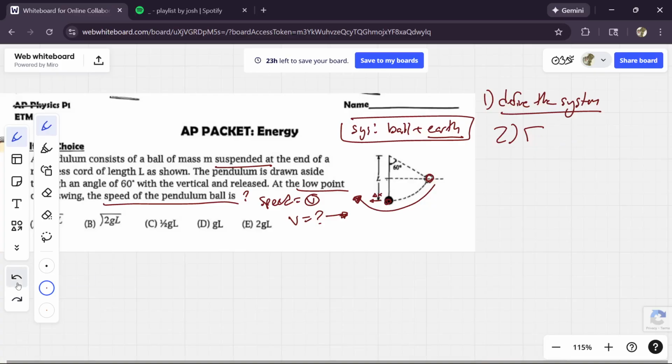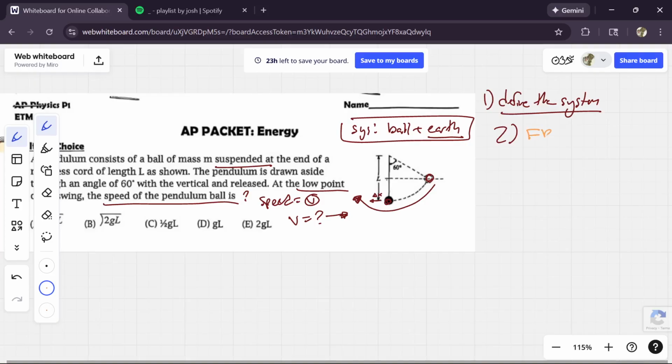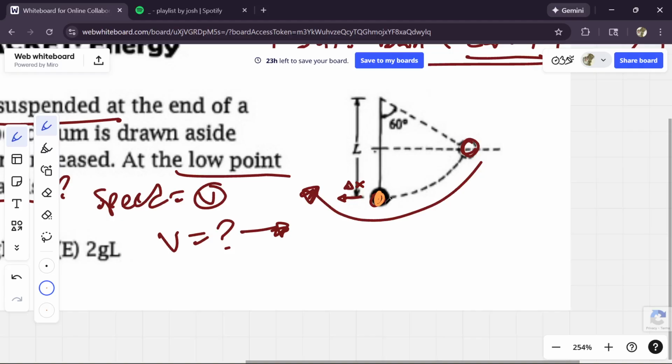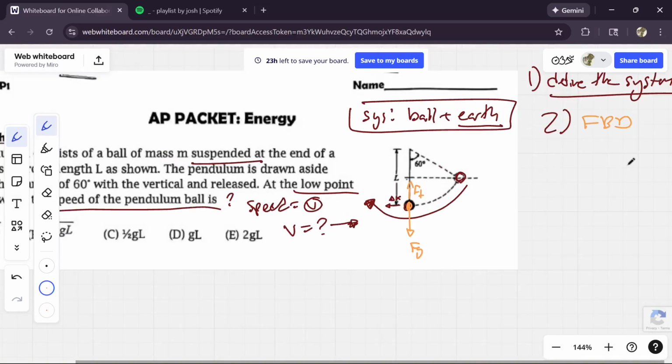Let me change my color actually. That'd be easy to just look at at a glance. Free body diagram. So looking at the ball here, the only potential forces acting on it are Fg and force of tension. So force of gravity, force of tension. And this honestly transitions pretty well into the next step as well. I'm going to do them at the same time, which is going to be solving for work.